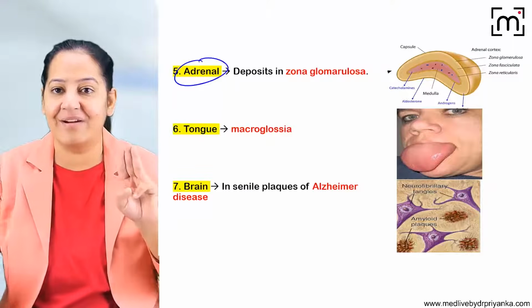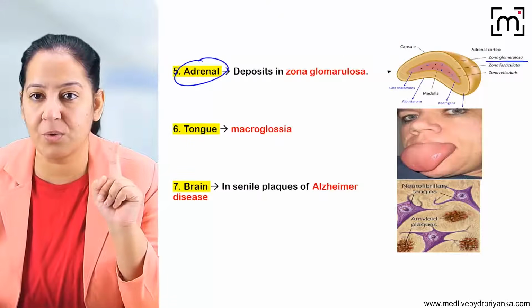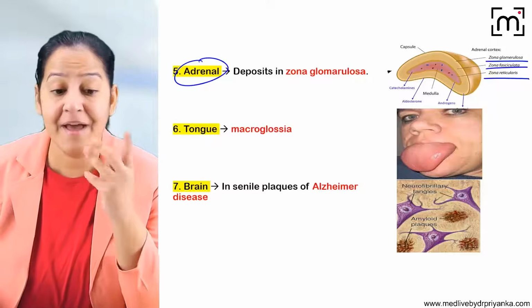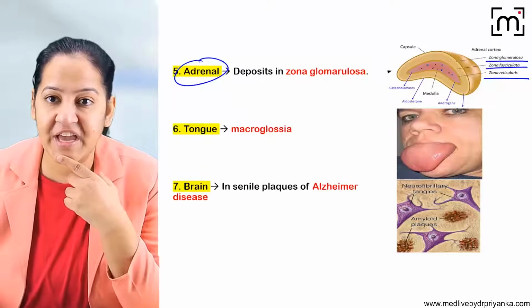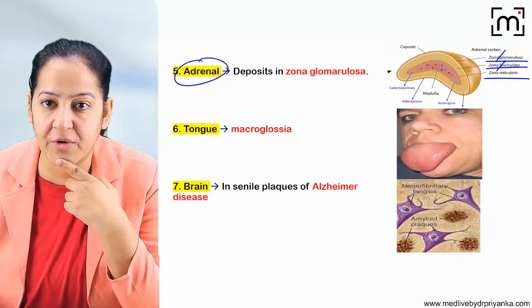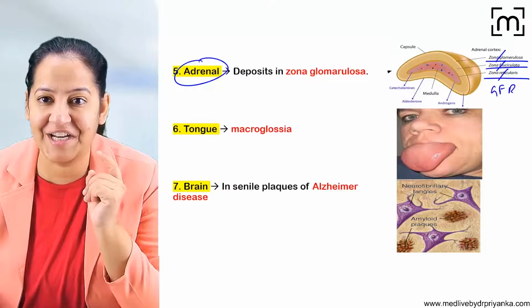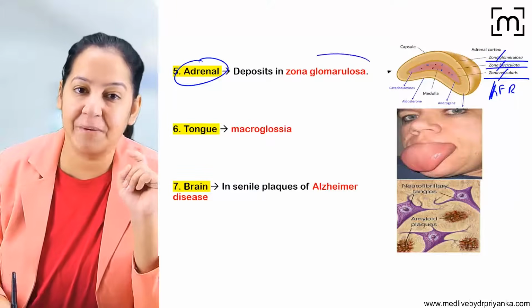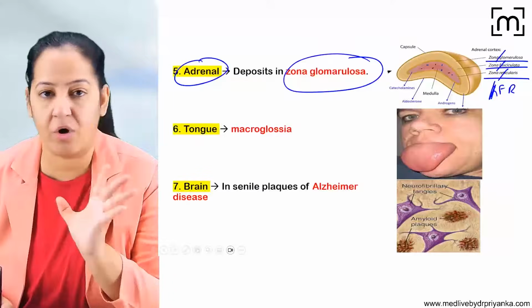In the adrenal, there are three zones: zona glomerulosa, zona fasciculata and zona reticularis. Where does amyloid get deposited? It is known as GFR: glomerulosa, fasciculata and reticularis. It is deposited in G. Amyloid gets deposited in glomerulosa, not in fasciculata, not in reticularis.